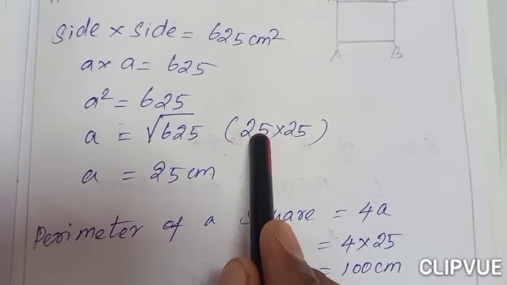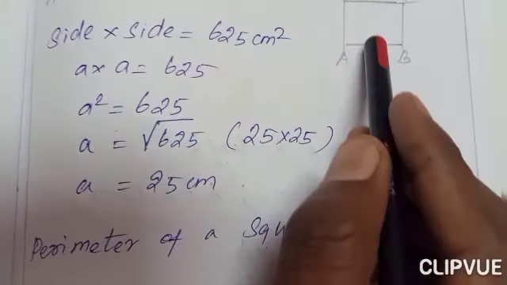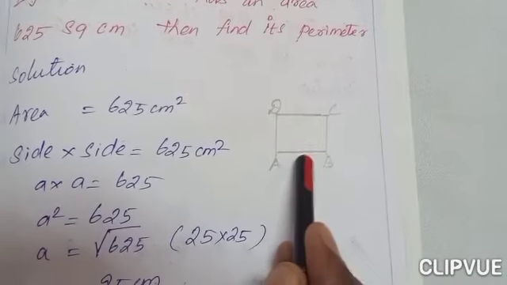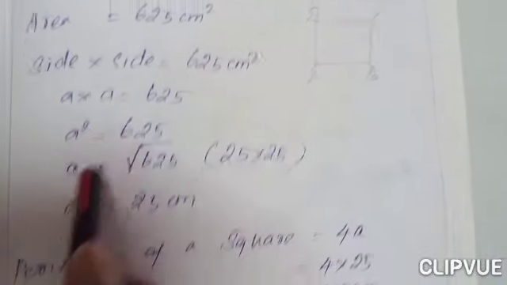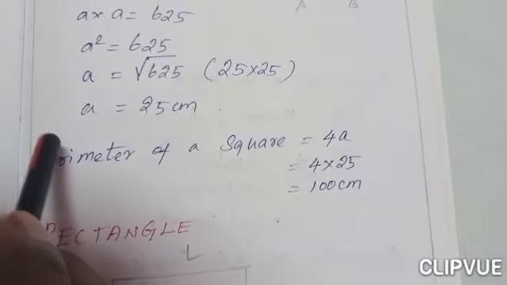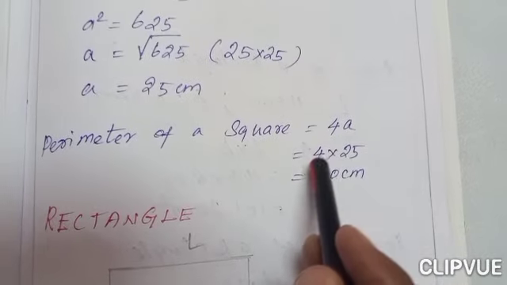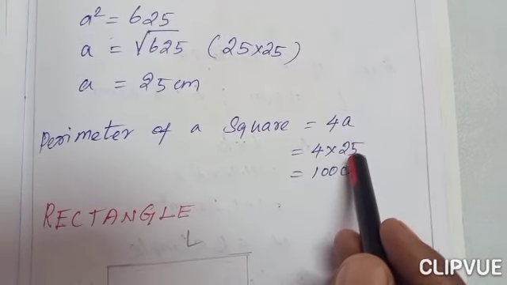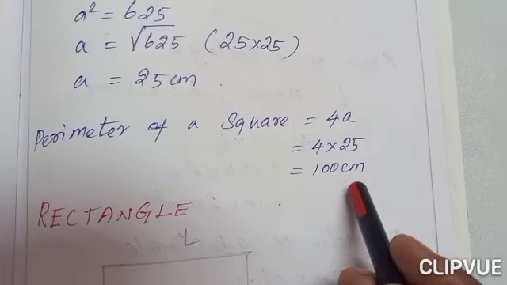This 625 we can split as 25 into 25. That means this side is 25 centimeter and this side is 25 centimeter. When we multiply these two, finally we get 625 centimeter square. They are asking, what is the perimeter of the square? We know the formula 4A, 4 into the side of the square, which is 25. So 4 into 25 equals 100.